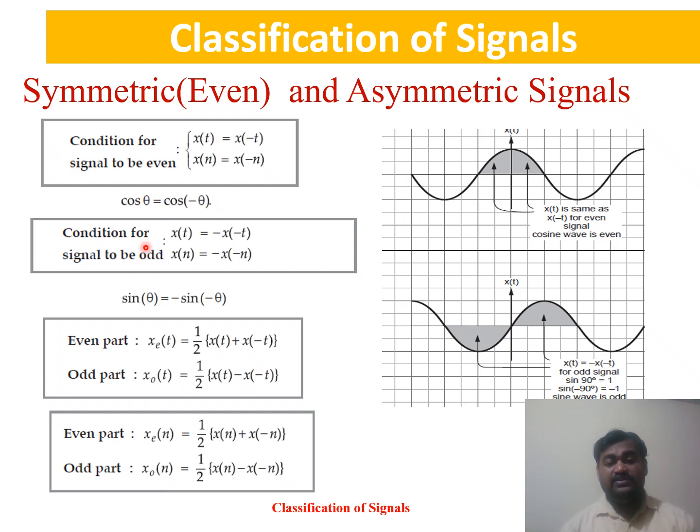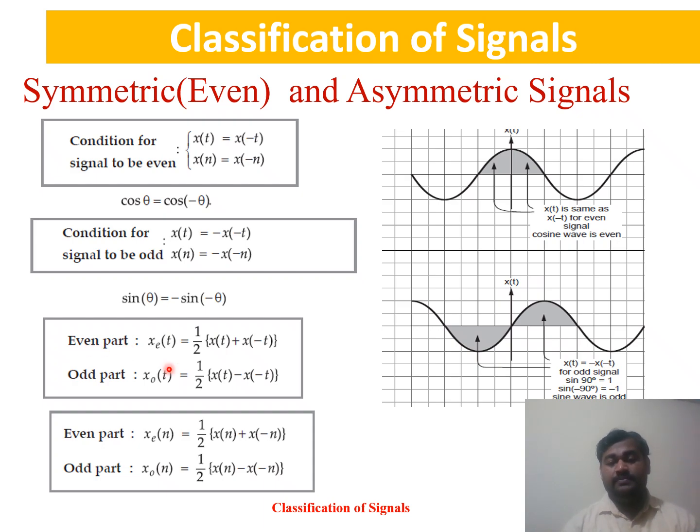Then the next one, the condition for an odd signal: x of t equal to minus x of minus t and x of n equal to minus x of minus n. Example, sine of minus theta equal to minus sine theta. If you want to separate the two signals and you fold, it does not exactly match the signal. If you fold the signal and multiply by minus, again it exactly matches the left side of the signal. So this can be called an asymmetric or odd signal.